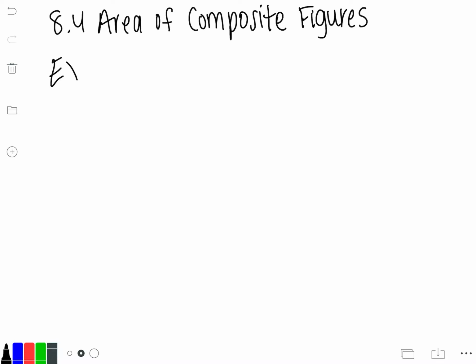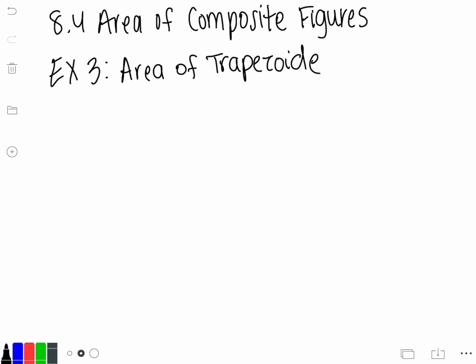Today's lesson covers example 3 within the unit 8.4 area of composite figures, and it is area of trapezoids. Trapezoids with an S. And there's one formula for area of a trapezoid. It's kind of long. Make sure you write it down because it's hard to memorize. It's 1/2 times the height times the sum of the two bases. So we write it as base 1 plus base 2.